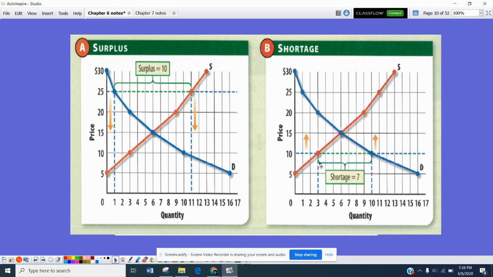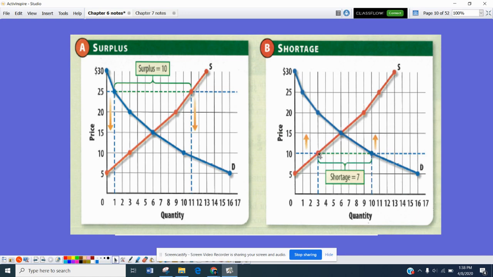When we talk about a shortage, there obviously is a huge demand for a product, and not a lot of product available. So let's say at $10, we have a lot of people demanding that product.